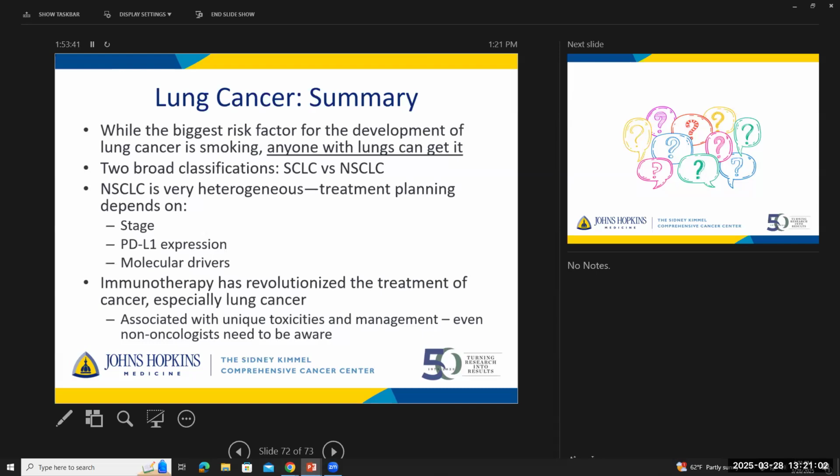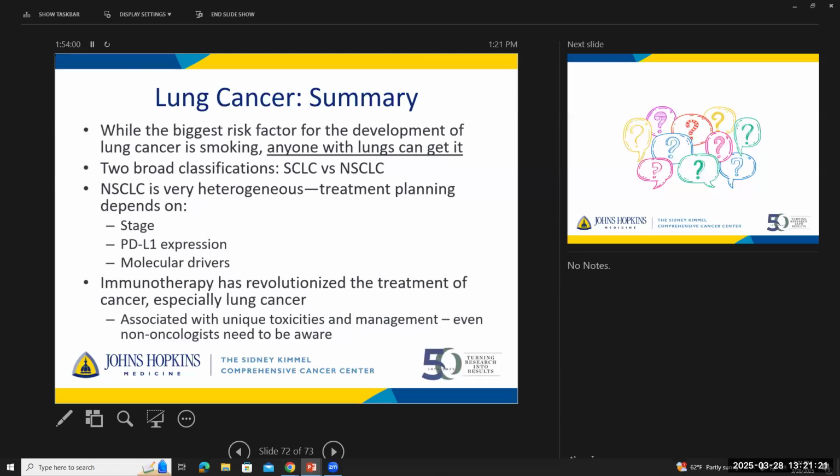Non-small cell, exactly. Which one's most heavily associated with smoking? Small cell, good. Non-small cell is extremely heterogeneous. Your treatment planning depends on the stage, the PD-L1 expression, and the molecular drivers. But if I have an EGFR or ALK mutation, do I care about the PD-L1 expression?